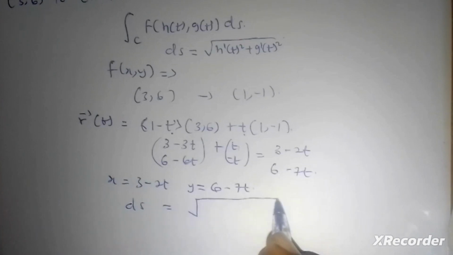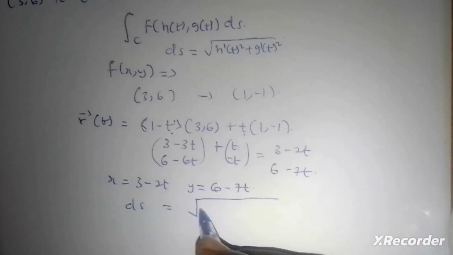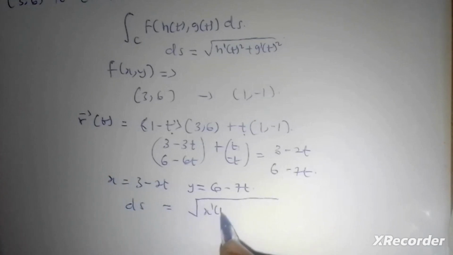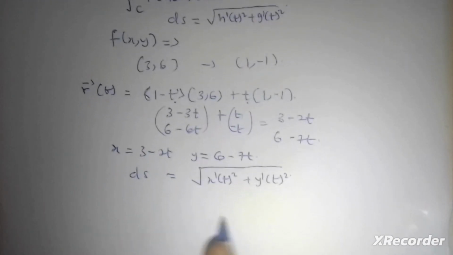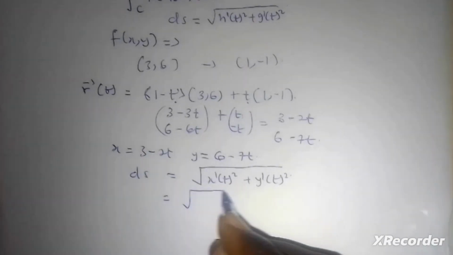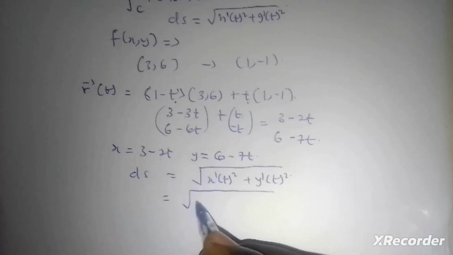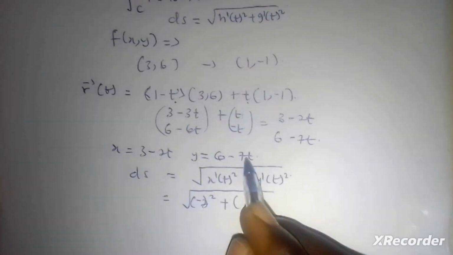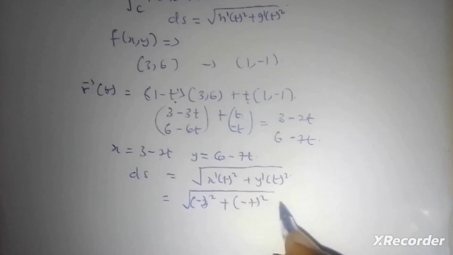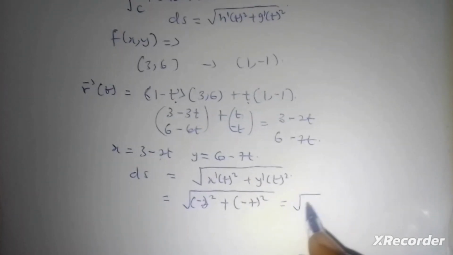Which is equal to the square root of my x prime of t all squared plus my y prime of t all squared. When I find this, I'll get (-2) squared plus (-7) squared, and that is giving me the square root of 53. Now I have my ds. I go back to my function and I'll make my necessary substitution.